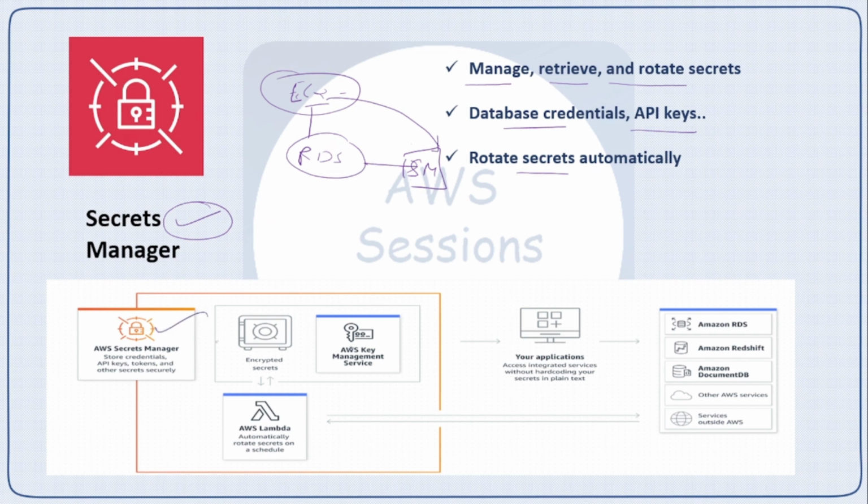Secrets Manager stores the secret in an encrypted way, and the encryption is done by KMS, the Key Management Service, which I'll be covering in a moment. So it does the encryption, and you can use a Lambda function to automatically rotate the secret. There is a lot of associated information, but on a high level, it does this. Then your application can access the secrets and connect to the different services.